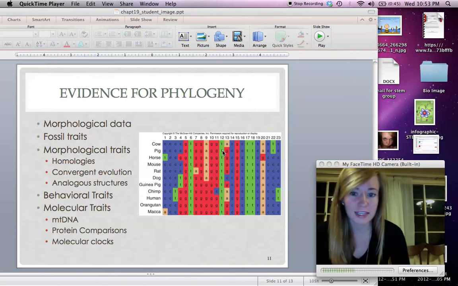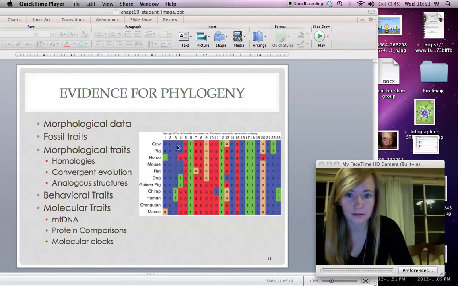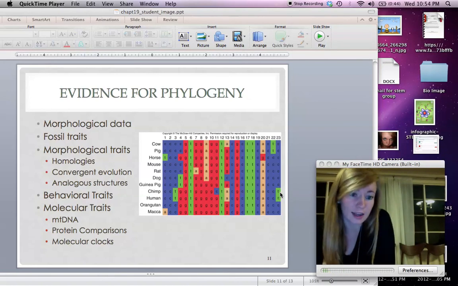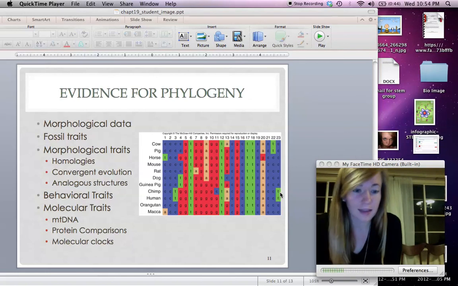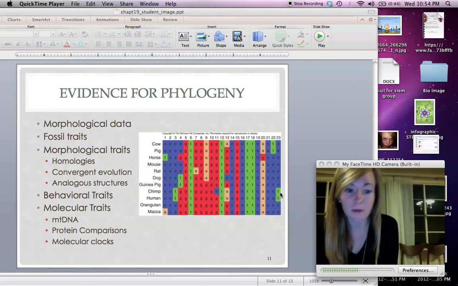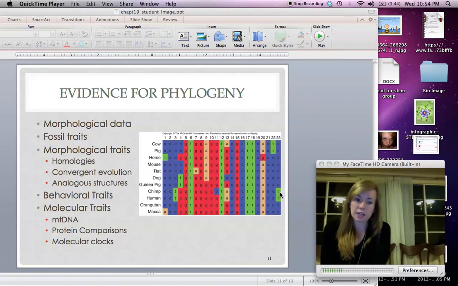But you can also see that at base pair number 3, humans and chimps evolved a T where everything else has a C. So we derived this character. Same thing, we have a couple other very close similarities with chimpanzees. So that's how you can use molecular data from your DNA to make guesses, make cladograms, and find the most parsimonious solution to evolution.